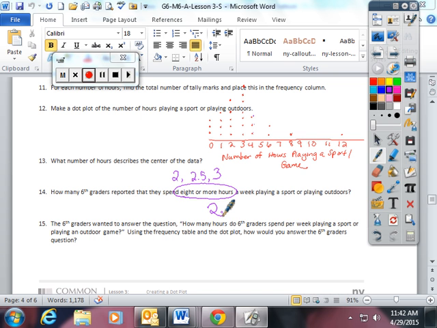And then you are allowed to work on your graph from the survey questions around the room.